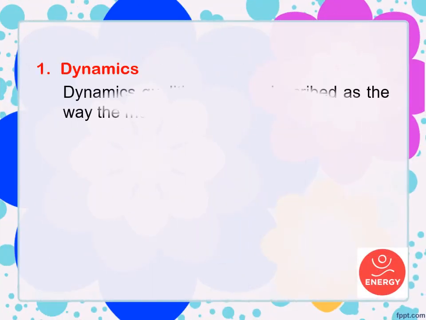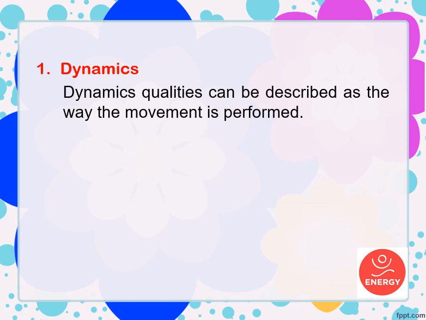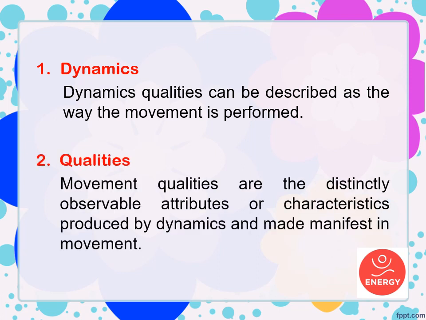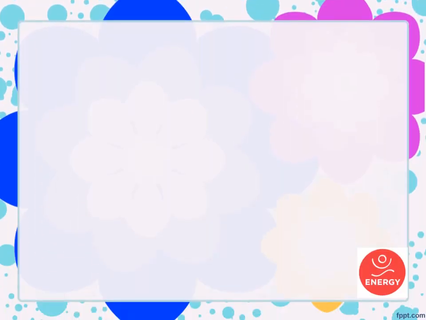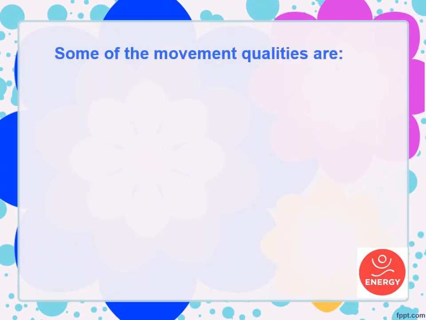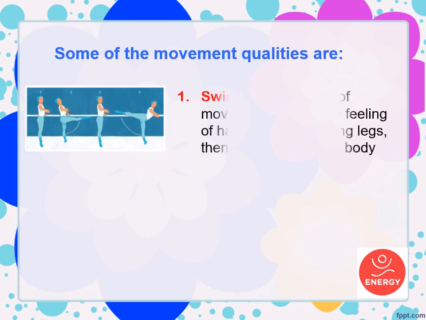Dynamics. It is referring to the qualities that can be described as the way the movement is performed. Qualities is referring to the distinctly observable attributes or characteristics produced by dynamics and made manifest in movement. Some of the movement qualities are as follows.